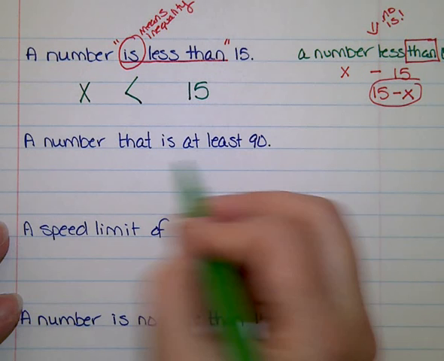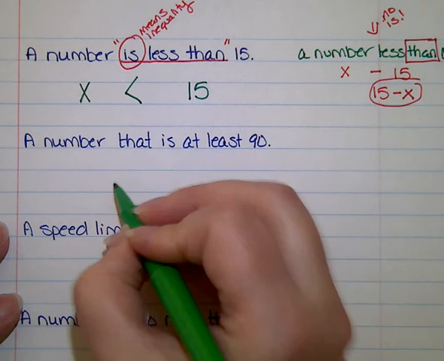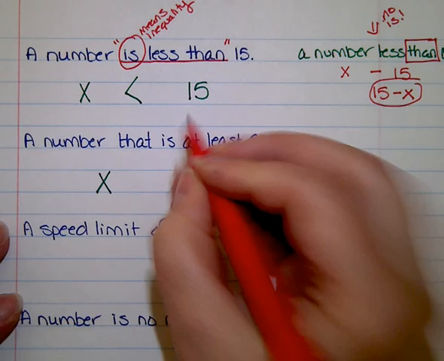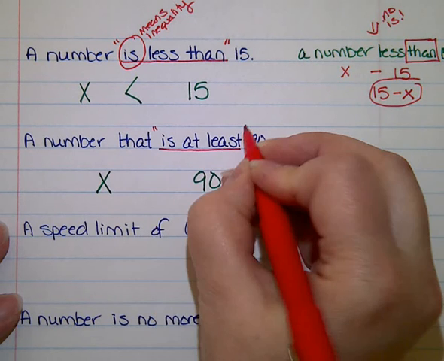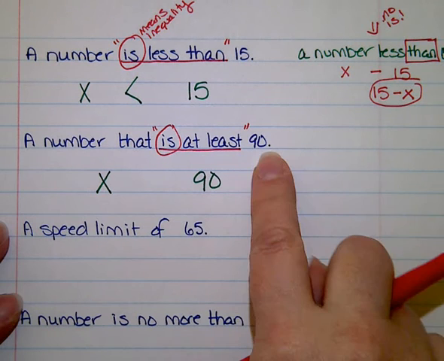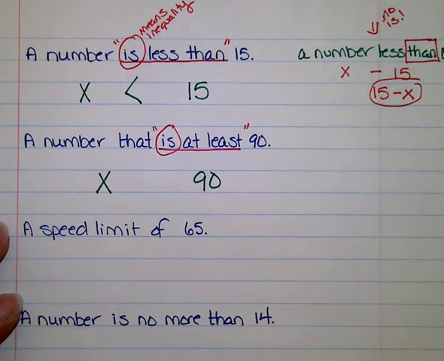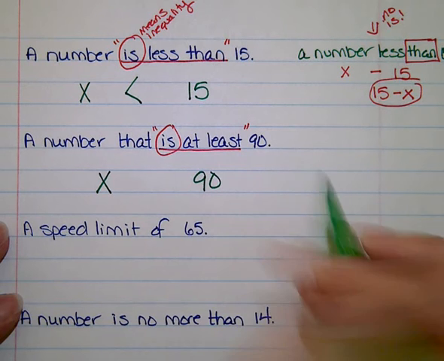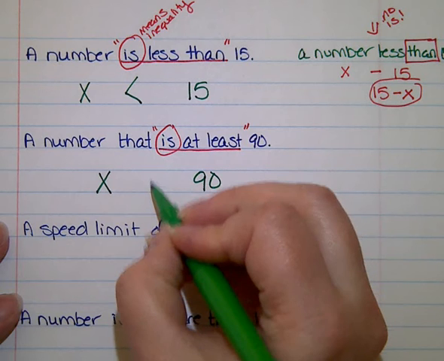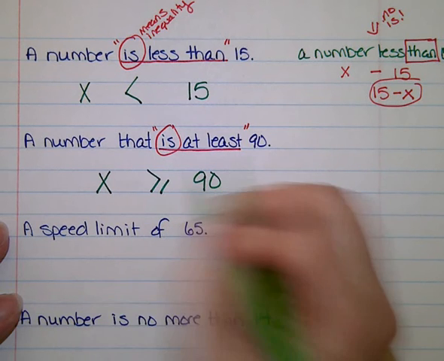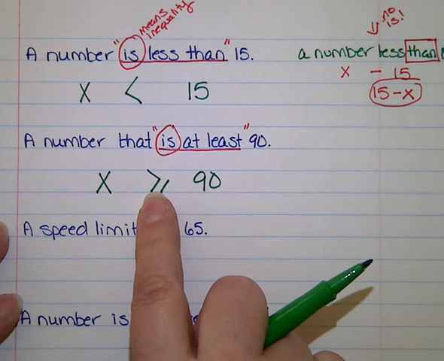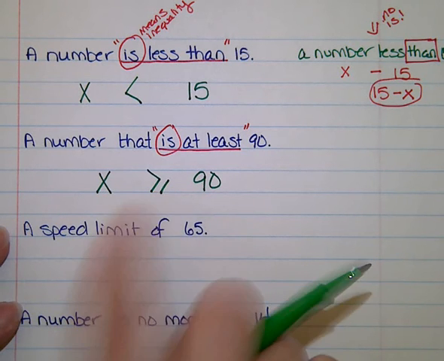A number that is at least 90. Get your bookends. There's our number and our 90. And we have is at least. Okay, I have an inequality. At least 90. Can it equal 90? Yes, it can. Least is the lowest number it can be is 90. So my answer is greater than or equal to 90. X can be a 90 and it can be more than 90, but it cannot be smaller than a 90.